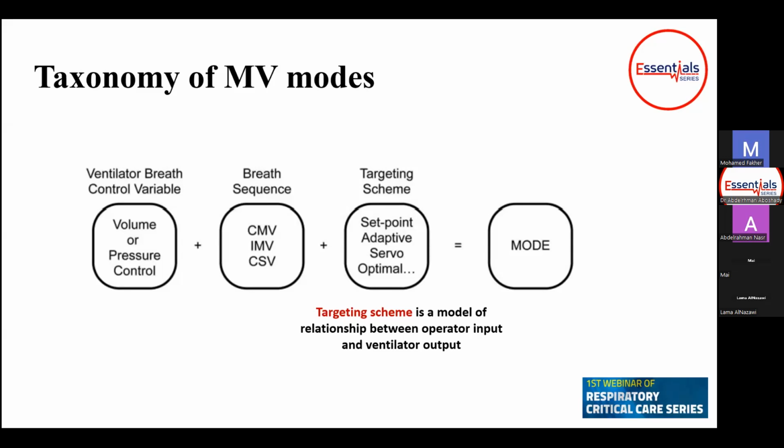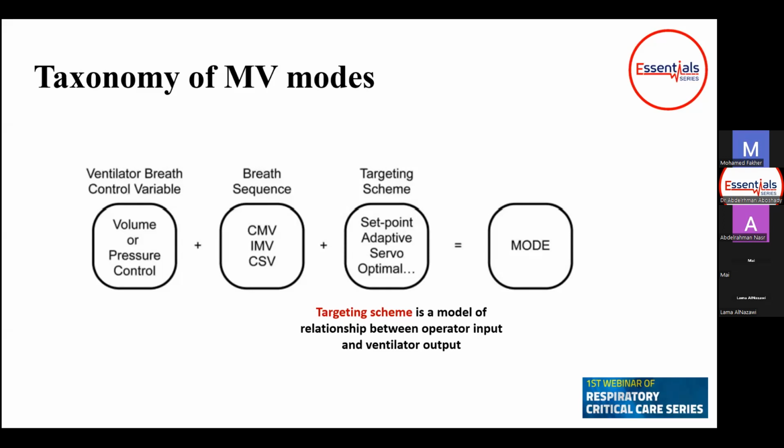We have other targeting schemes, like the servo targeting scheme. Servo is something like amplification of the patient's efforts, like NAVA and PAV. So NAVA and PAV just work like the power steering of a car. When you have a car with power steering and you turn a little to the left, the wheels of the car give too much left deviation. So this is what NAVA and PAV do. When the patient makes a little effort in PAV, the ventilator maximizes it. In NAVA, when the patient intends to make a little effort, the ventilator maximizes its intention, and so on. So we have seven targeting schemes that we use in a ventilator mode.